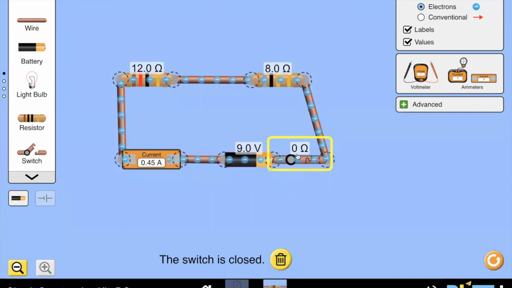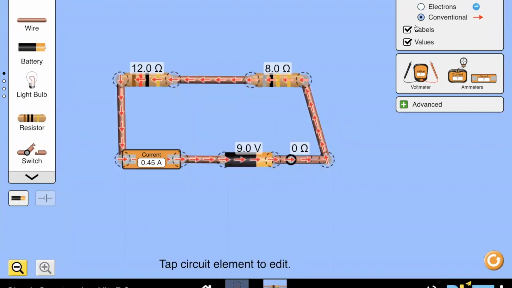Now the key is closed and you see there is a steady flow of electrons in one direction. By the way, the flow is indicative of electronic current, but the kind of current that we have in our syllabus is conventional current. So I'll just select the other option. As you can see, the direction has got reversed. Conventional current always leaves the positive terminal of a battery and goes to the negative terminal. So it's flowing anti-clockwise. The reading of the ammeter says that the value of current is 0.45 amperes. Let us see how this value can be obtained.